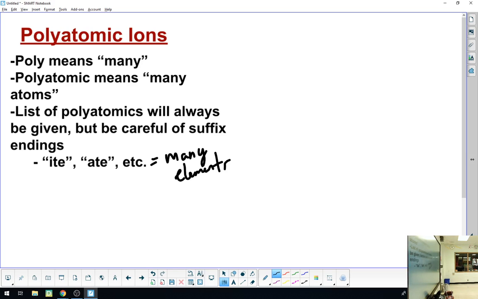If at any point you forget your periodic table and or polyatomic list, I have my stack of periodic tables up here. One side's got the periodic table, the other side's got the polyatomic list.